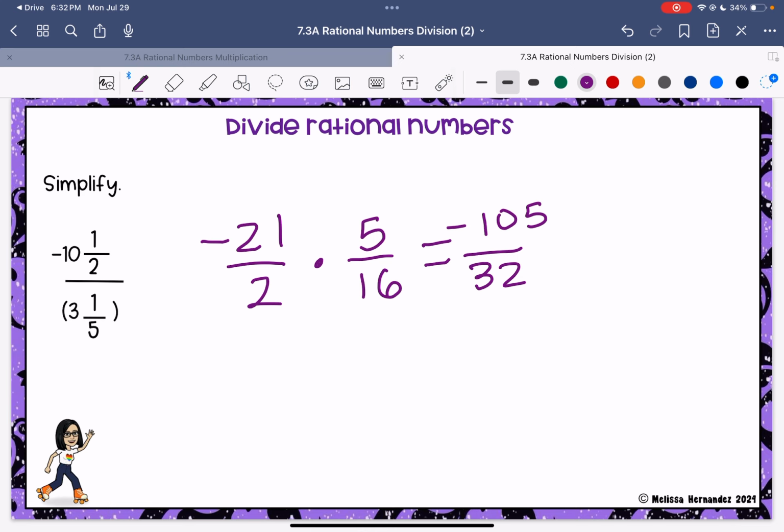I do have videos on multiplying and dividing integers, which is the goal is to make sure you understand it conceptually. This video is just about getting the answers. There's no modeling in this one.